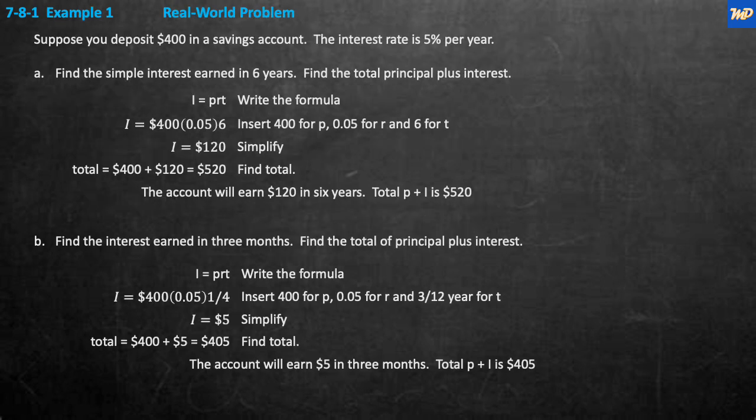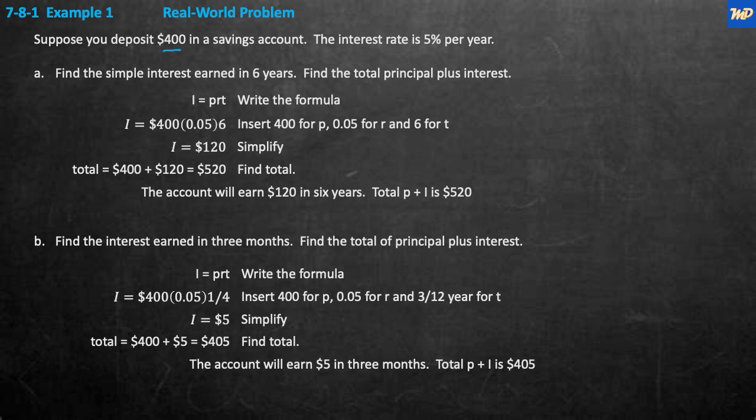So let's take a look at a real world problem. Suppose you deposit $400 in a savings account. Right here, your $400 in your savings account. The interest rate that the bank is paying is 5% per year. And remember, 5% is 0.05. A. Find the simple interest earned in 6 years. Find the total principal plus interest.